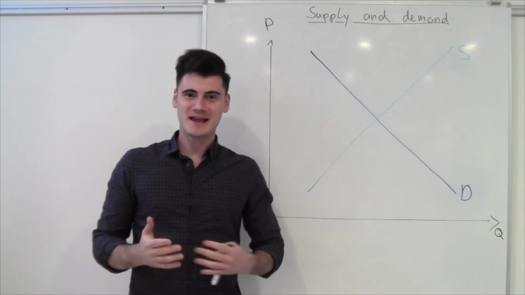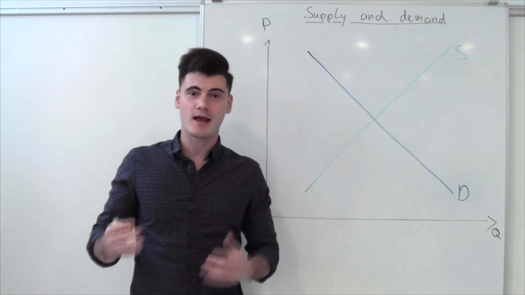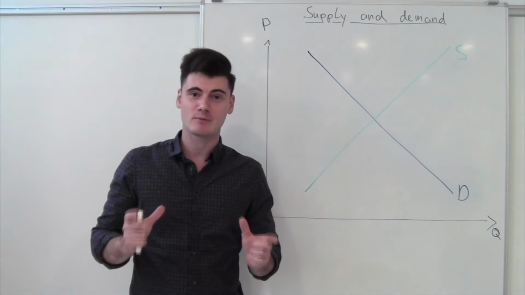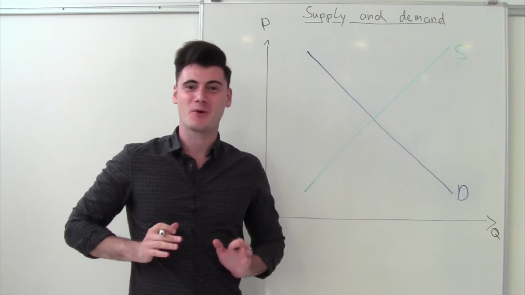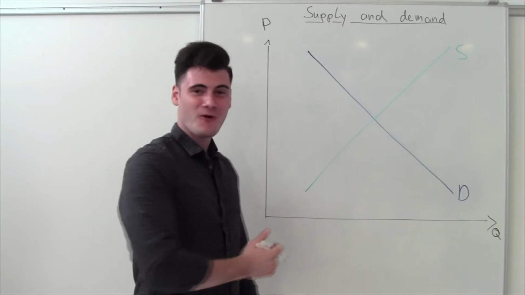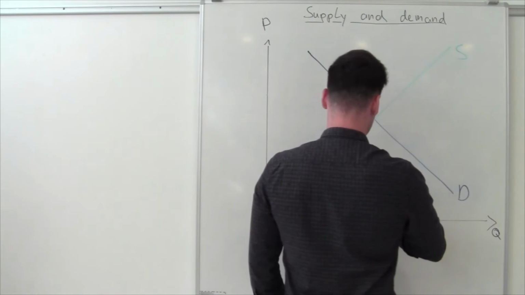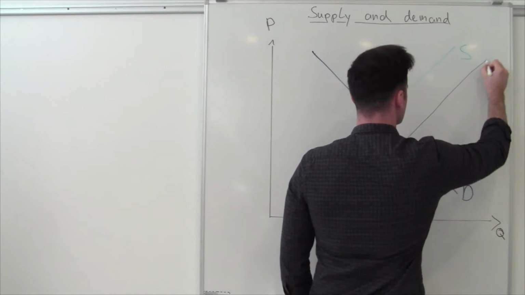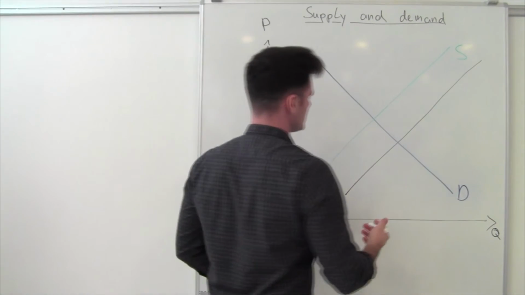Alright guys, one of the last examples for supply and demand is, what is going to happen if supply and demand increase in the same amount? So basically what we're going to do right now is to shift both graphs to the right. First of all, the supply. And then we also shift the demand to the right.